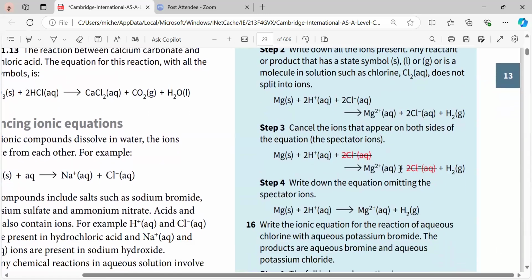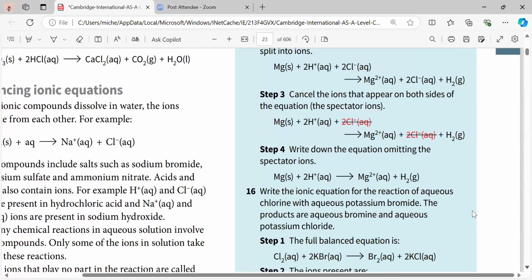So we are now going to cancel the ions that appear on both sides of the equation, or we actually call that spectator ions, to eliminate that. Okay, it has been eliminated. So now we're going to write down the equation omitting the spectator ions. And now this is the final result of the balanced equation.